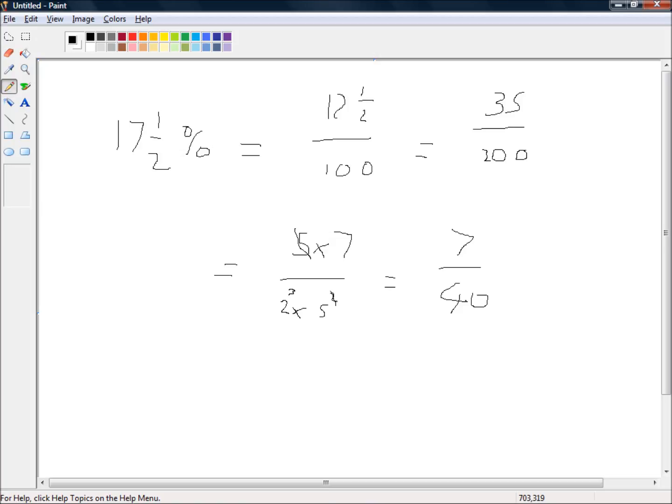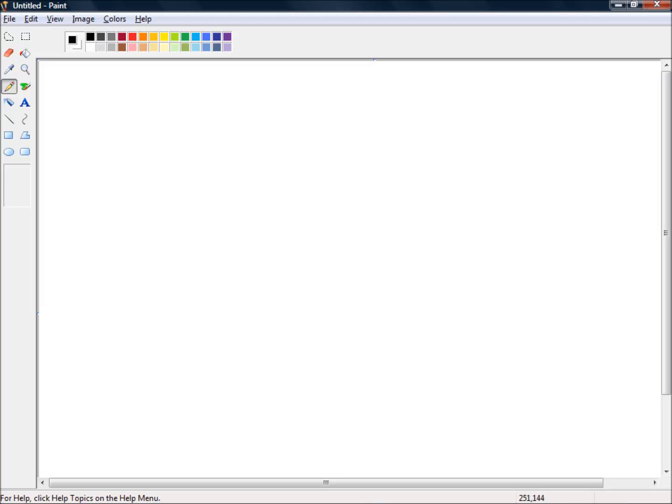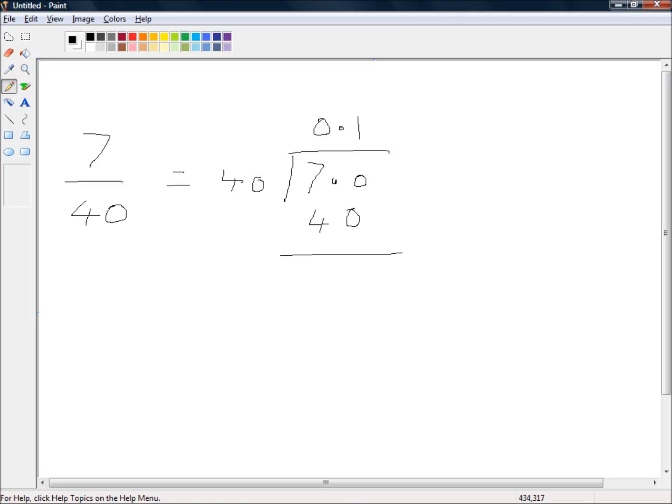Okay, let's try going the other way. Let's actually see if we can start off with our 7/40ths and see if we can get back to 17.5%. Well, the easiest way to do this is to divide the 7 by the 40. So we've got 7 and we're dividing by 40. Obviously that won't go, so we put a 0 in. 40 will go into 70 once, because 2 times 40 is 80. So 1 times 40 is 40. Take that away and that leaves us with 30.